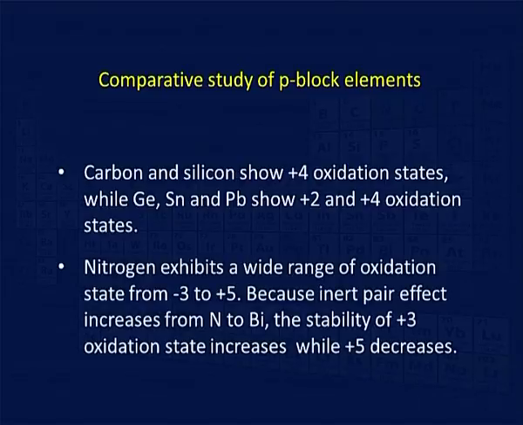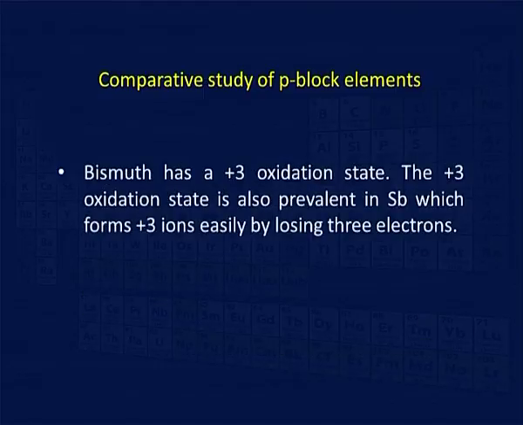In the group of nitrogen, nitrogen itself exhibits a wide range of oxidation states. It ranges from -3 up to the +5 oxidation state. Because the inert pair effect increases from nitrogen to bismuth, the stability of the +3 oxidation state increases. Conversely, the +5 oxidation state decreases from nitrogen to bismuth. Bismuth has a +3 oxidation state, and +3 is also prevalent in antimony, which forms +3 ions easily by losing 3 electrons.